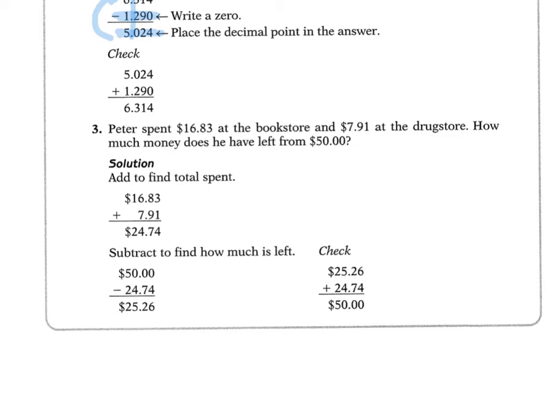Number 3, Peter spent $16.83 at the bookstore and $7.91 at the drugstore. How much money does he have left from $50? So we would need to add the two costs together, so the $16.83 and the $7.91 together, and then subtract that from the $50 to find out how much change he had.